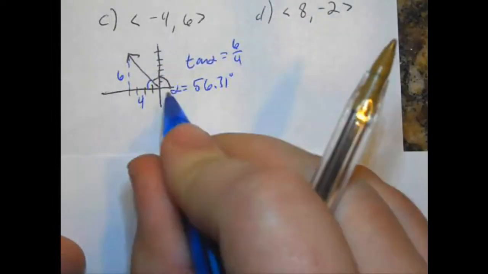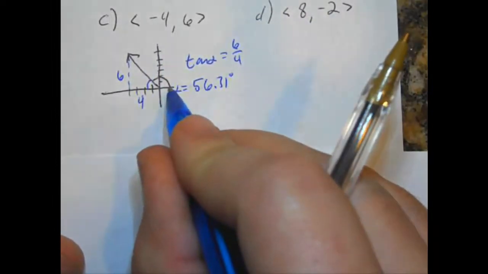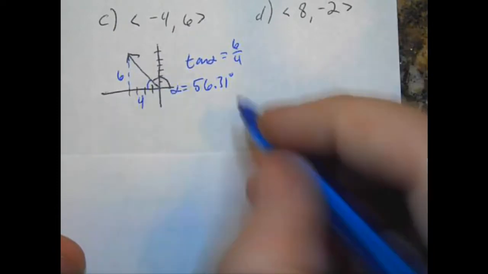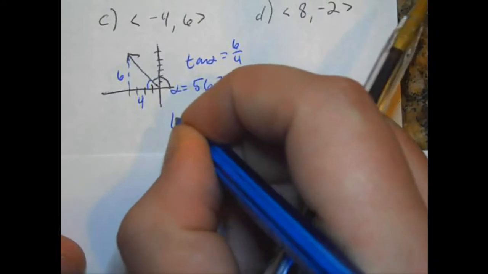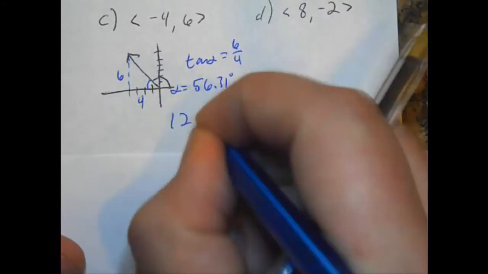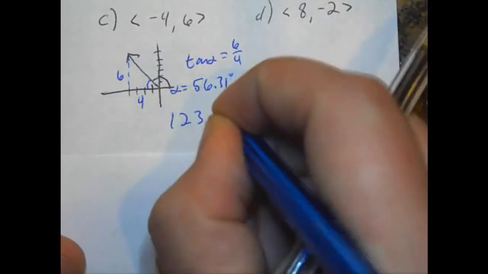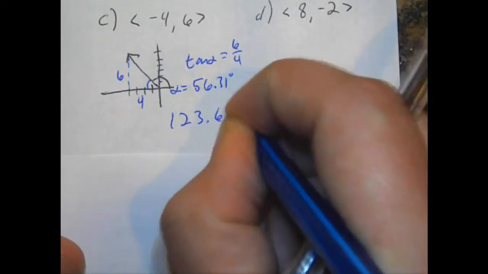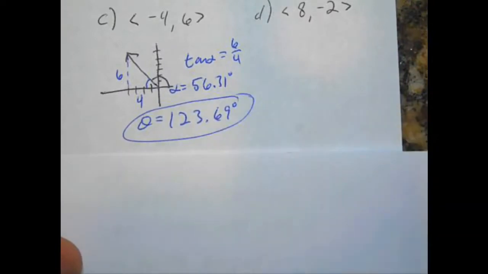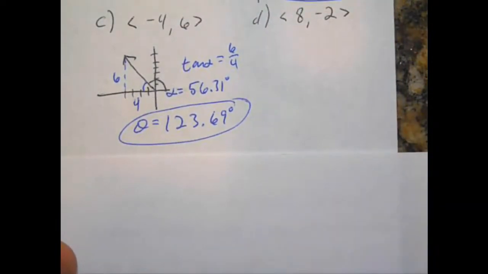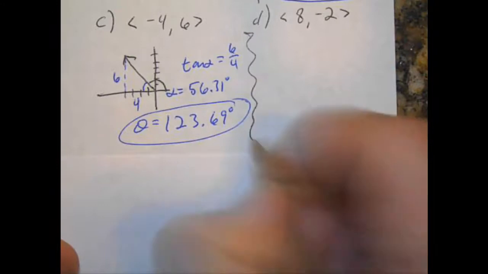So to find my actual direction angle, remember from the unit circle, it starts from 0 degrees and goes around counterclockwise. So 180 minus that should be 123.69 degrees. That is our direction angle. And again, if you think about that, that puts you in the second quadrant.